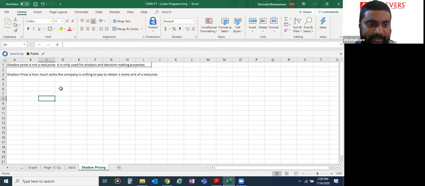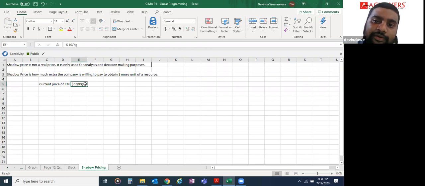Let me take an example. Current price of raw material is, let's say, $10 per kilo. Shadow price means how much extra are you willing to pay, over and above $10, because $10 is the normal price. To obtain one more kilo of raw material, how much extra, more than $10, are you willing to pay?